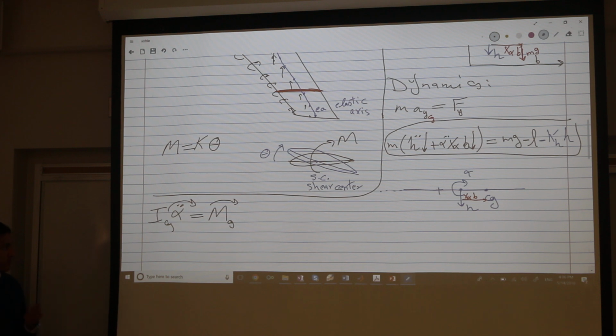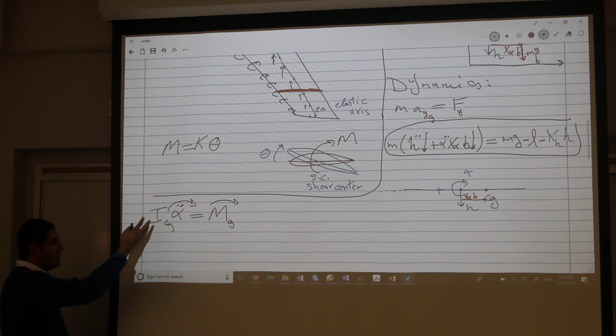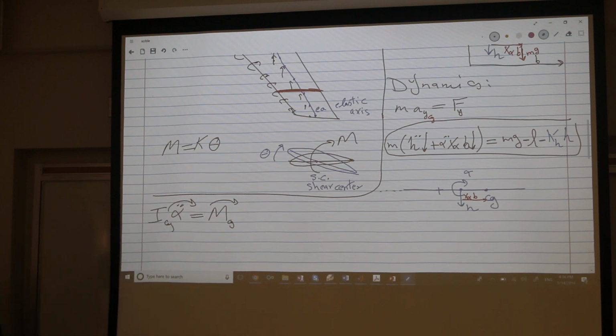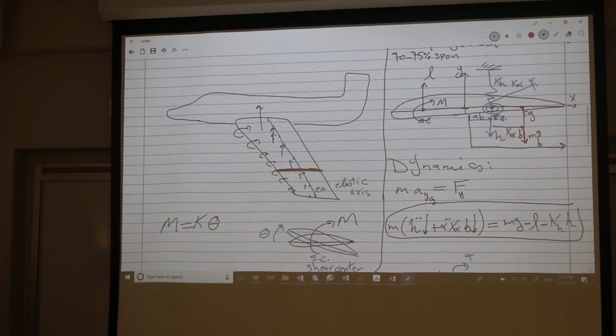And this is one of the things that we focus and stress on in 241. If you took 241, you remember this. It has to be about the CG. Alternatively, you can write it about whatever point is convenient to you, because the CG is not a convenient point for us here. Why? Because our structural theory is about the elastic axis. We like to write this rotational motion about the elastic axis.